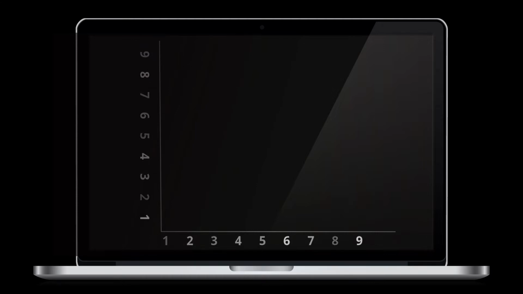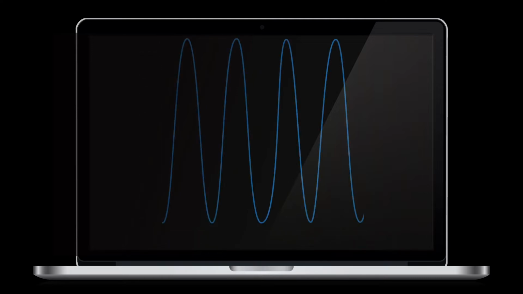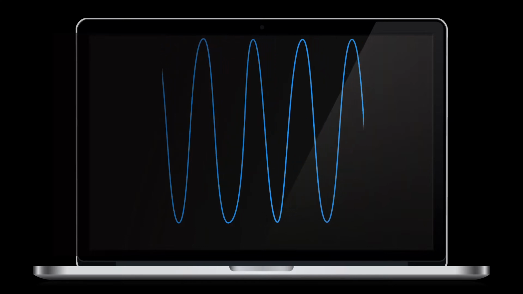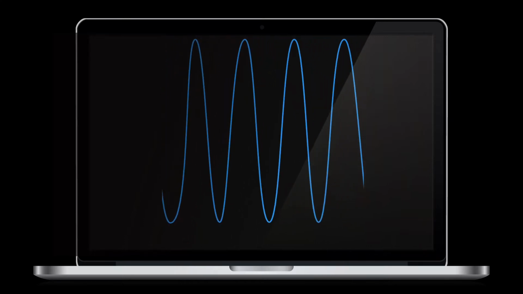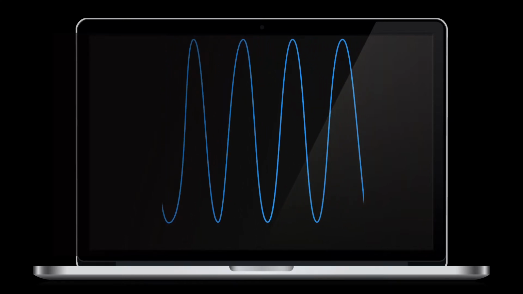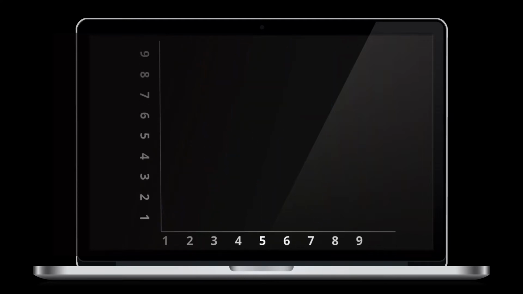Okay, let's imagine we have some real-life sound. It might look like this. But the computer has no idea what this is, as it only works in numbers. We need to translate this curve into a series of numbers. And for this, we use the coordinate system.